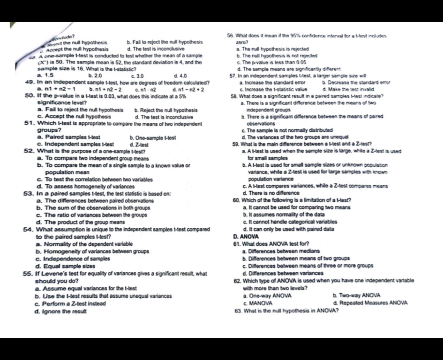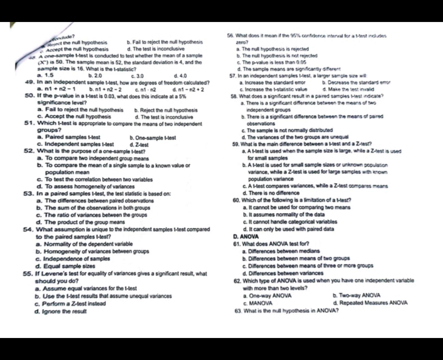So the null hypothesis is not rejected. Letter B. In an independent sample t-test, a larger sample size will, letter B, decrease the standard error, correct? What does a significant result in a paired sample t-test indicate? The answer is there is a significant difference between the means of paired observations, which means that B is our answer.